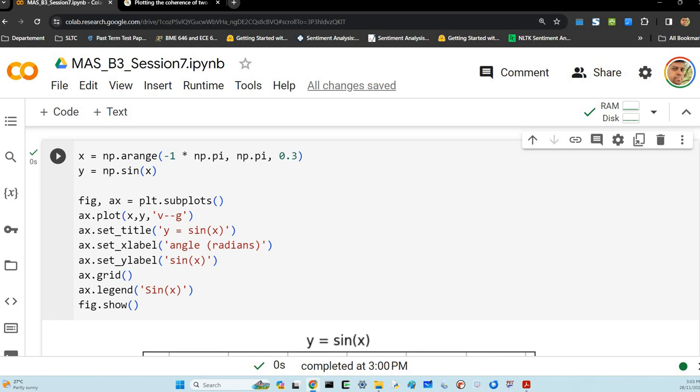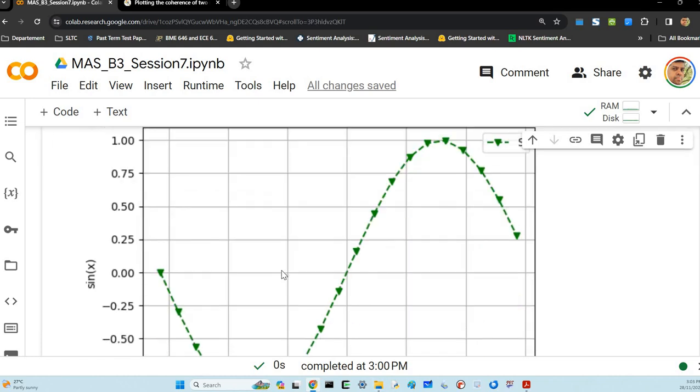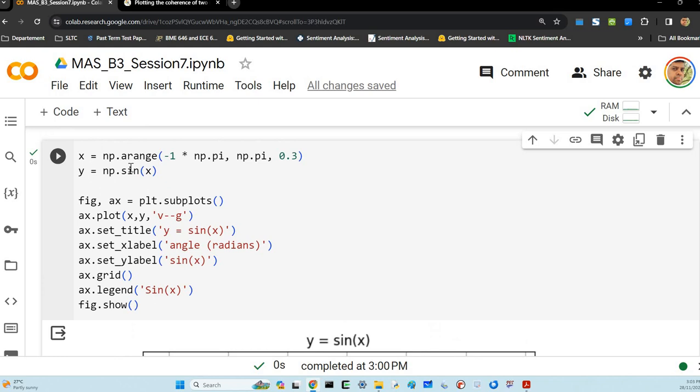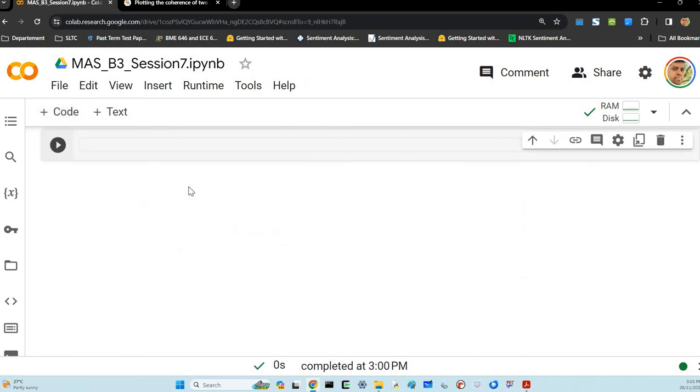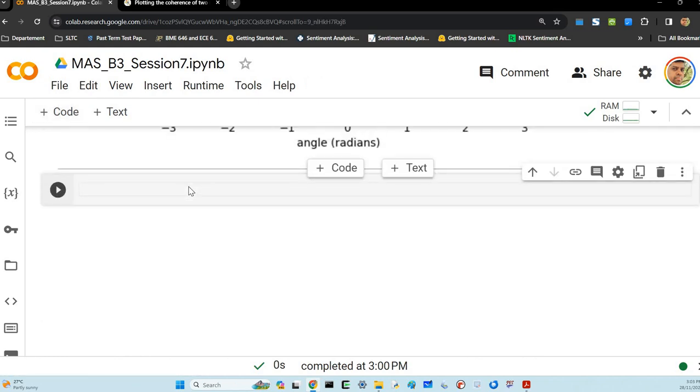Right. Shall we move to the next one? In this one, I am going to explain how you can have multiple data sets. So let's say we have multiple data sets. Right now we have X and Y, only one data set. So let me explain the code. Plotting multiple data sets.